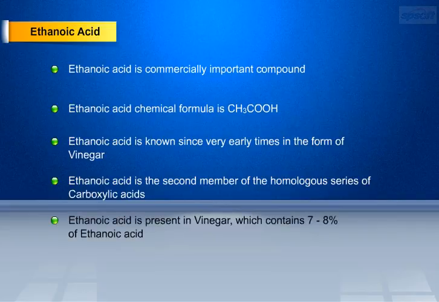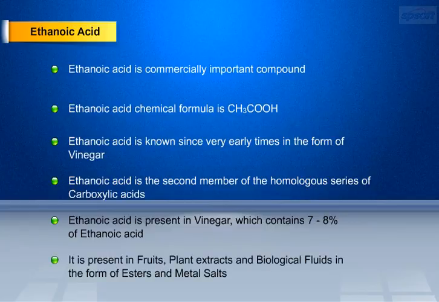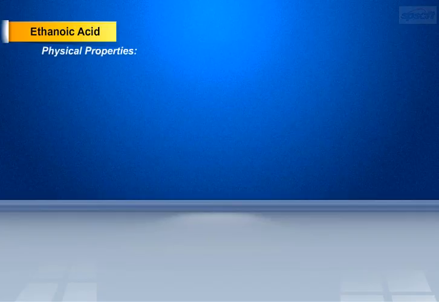Ethanoic acid is present in vinegar, which contains 7 to 8% of ethanoic acid. It is present in fruits, plant extracts, and biological fluids, in the form of esters and metal salts. Let us discuss the physical properties of ethanoic acid.